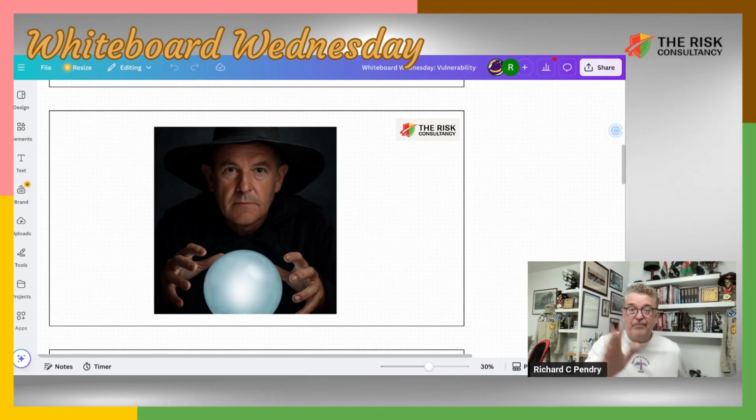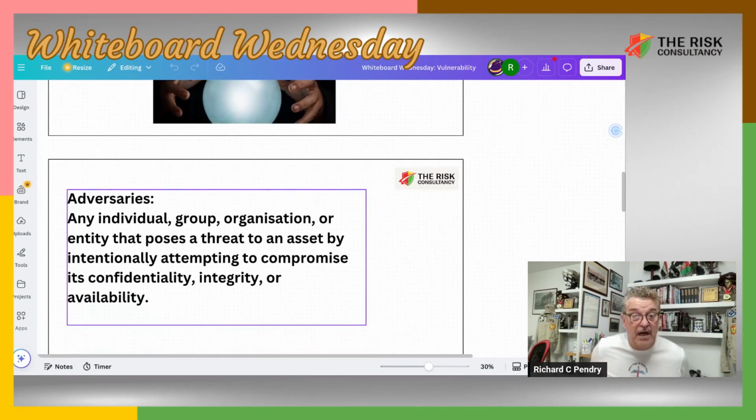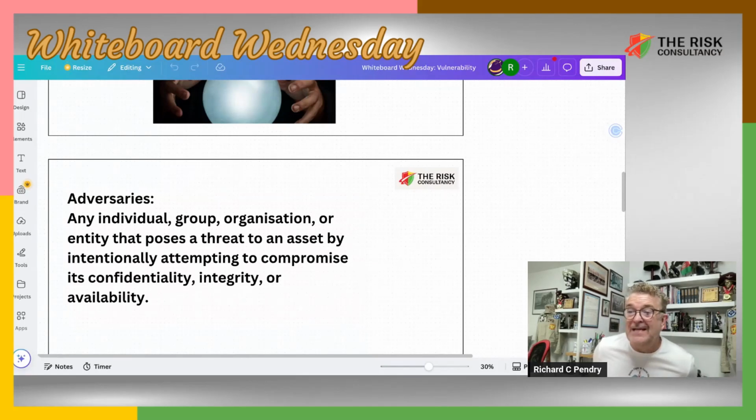Okay, as I previously mentioned, within security risk management, a security incident is normally an intentional act. It's committed by an adversary, an individual, a group, an organization, or entity that poses a threat to an asset by intentionally attempting to compromise its confidentiality, integrity, or availability. So we need to know about our adversaries.